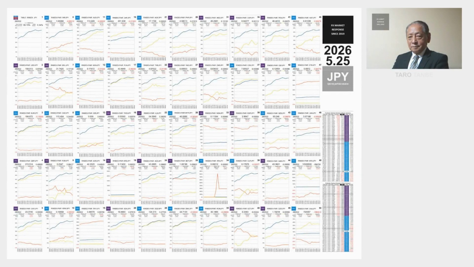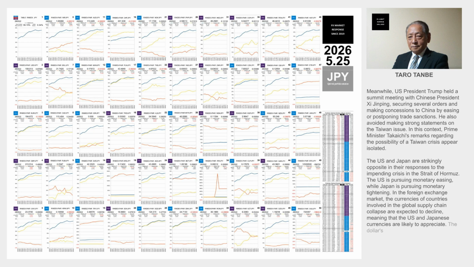Meanwhile, U.S. President Trump held a summit meeting with Chinese President Xi Jinping, securing several orders and making concessions to China by easing or postponing trade sanctions. He also avoided making strong statements on the Taiwan issue. In this context, Prime Minister Takaichi's remarks regarding the possibility of a Taiwan crisis appear isolated. The U.S. and Japan are strikingly opposite in their responses to the impending crisis in the Strait of Hormuz.